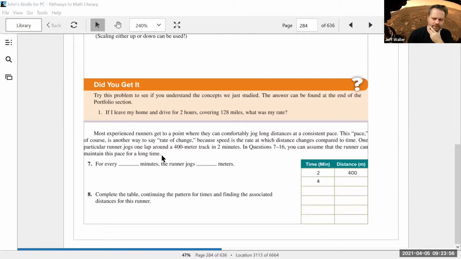So there's going to be a few questions possibly that give you rates in different ways. Can you fill this sentence in? This shouldn't be too bad. Number 7, this person's jogging at a certain rate. For every how many minutes the runner jogs, how many meters? 2 minutes, 400 meters. Craziness, right? That shouldn't be too bad. But again, it's always a little weird when they give us the same information in different formats.